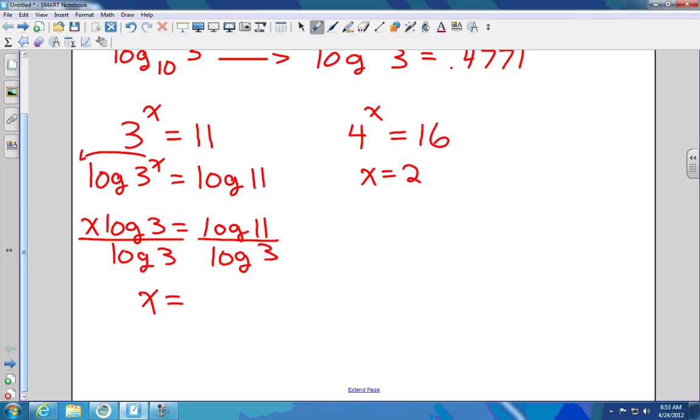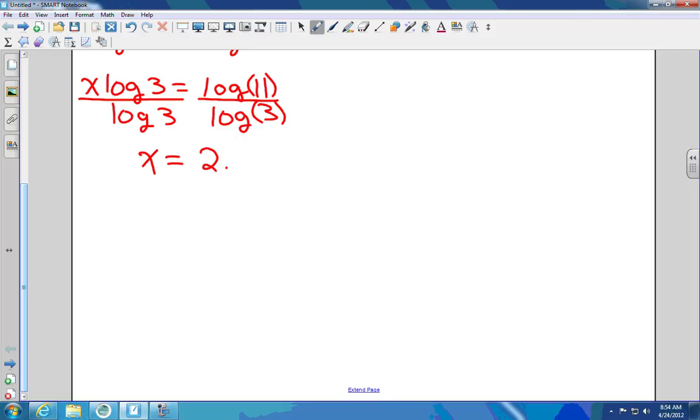Now, make sure you close. When you push log, it's going to open that parentheses. Make sure you close it before you hit your divide. You got it? 4 decimal places, so it sounds like we all got it. 2.1827.